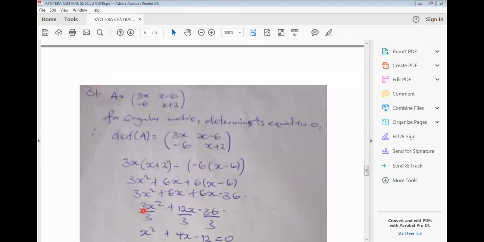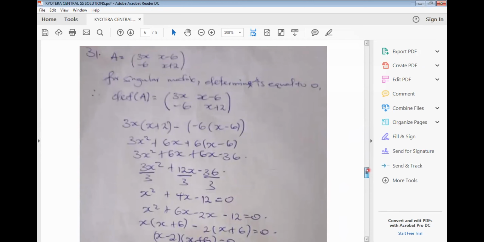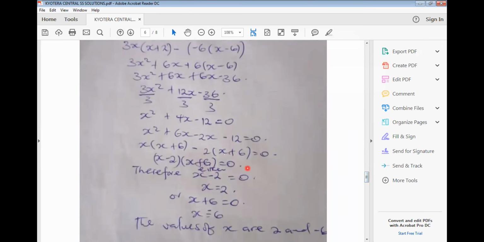We divide the 3 on every digit, that is 3x squared divided by 3, 12x divided by 3, that is positive 4x, minus 36 divided by 3, that is negative 12. And at this point, we have formed the quadratic equation. That is x squared plus 4x minus 12 equals 0. We get the factors for negative 12 that if we add them, we can get positive 4, and if we multiply, we can get negative 12. That is the 6 and negative 2. X squared plus 6x minus 2x minus 12 equals 0.